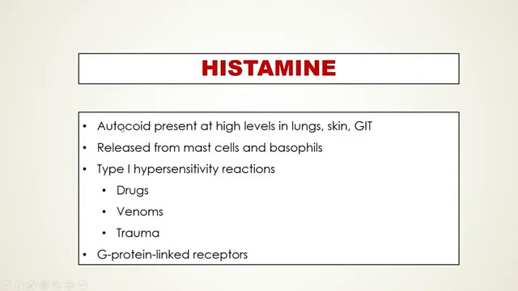Histamine is an autacoid and it's found in high levels in your lungs and in your skin and also in other places in your body like the gastrointestinal tract. This so-called histamine is released from special types of cells called mast cells and basophils. And histamine is involved in causing type 1 hypersensitivity reactions.